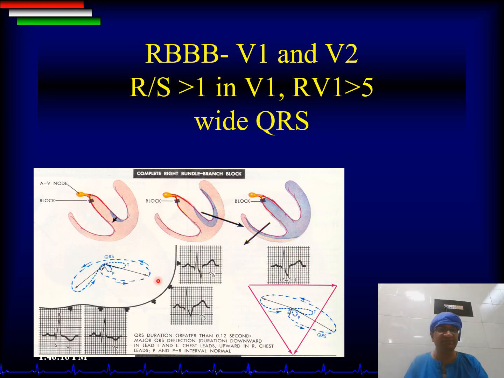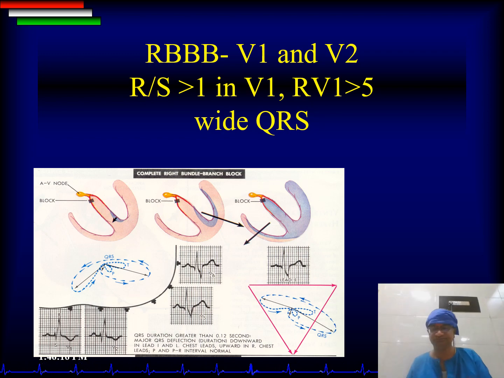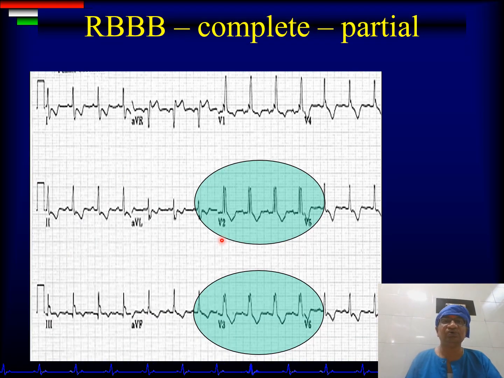RBBB is equal to an M pattern in V1, V2, RSR pattern in V1, V2. And there may be R by S may be 1. Wide QRS may be there. Wide QRS means what? More than 120 milliseconds. So in RBBB you can have an M pattern, but there is no wide QRS complex. QRS complex is narrow. This may be called partial or incomplete RBBB. If you have a complete RBBB, then you have M pattern with wide QRS complex.